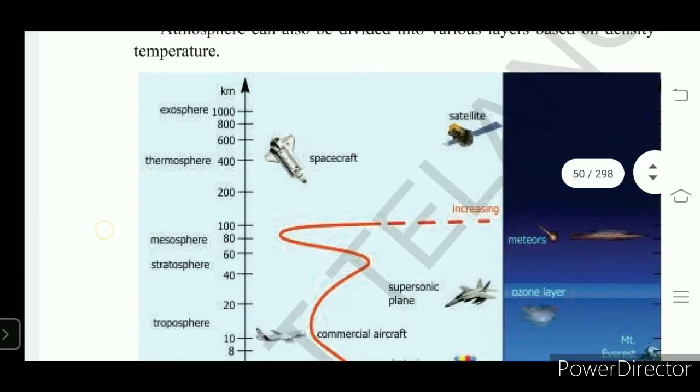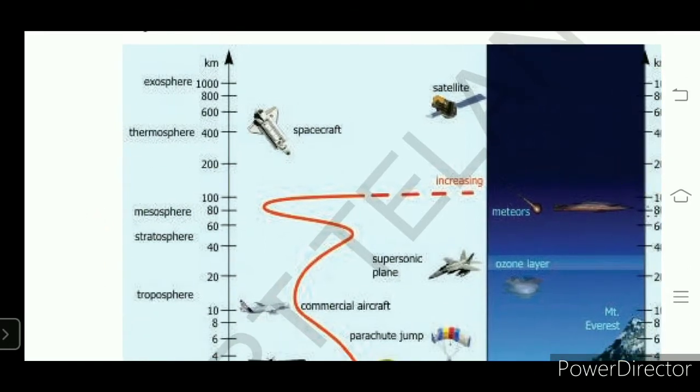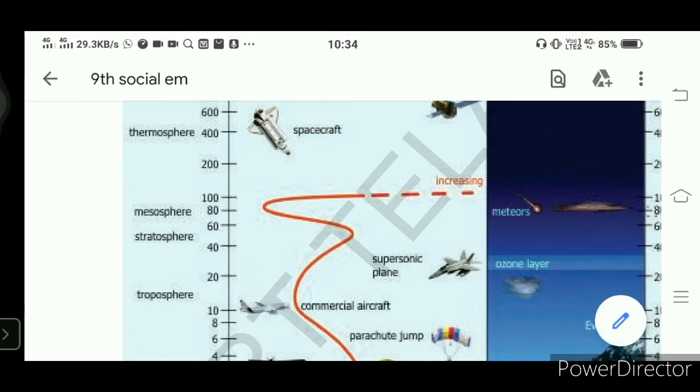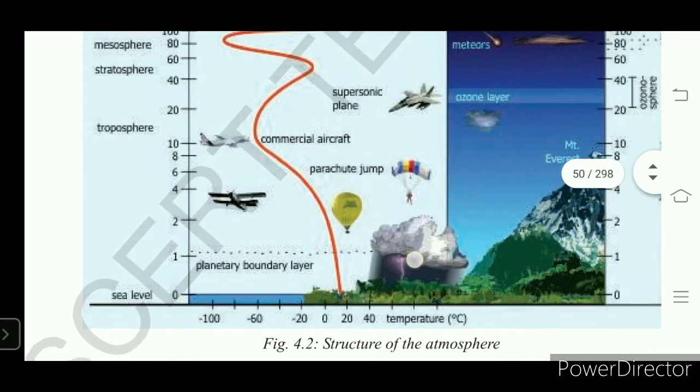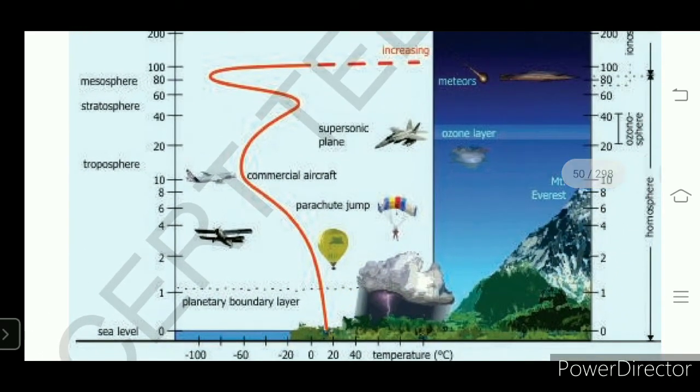Clear? It means the lower layer is the troposphere. In the sense, the troposphere is near to the Earth's surface. The exosphere is far from the Earth's surface. So these are the five layers we find here. Understand? If you observe this figure, you will come to know many things.